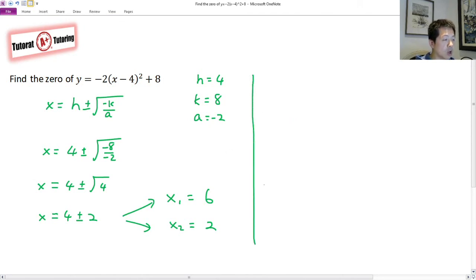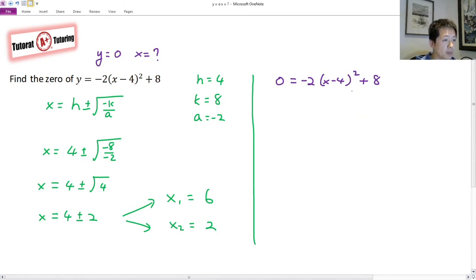Now, I can also solve for this equation. Finding zero is basically y equals 0 and finding the value of x. So the whole point of finding zero is the x-intercept, right? So if I look at this, I want to find out 0 equals minus 2 times x minus 4 squared plus 8. So this is actually a second method of solving for the zero.